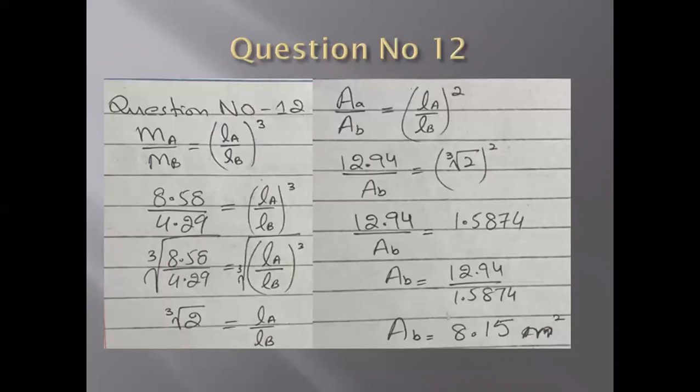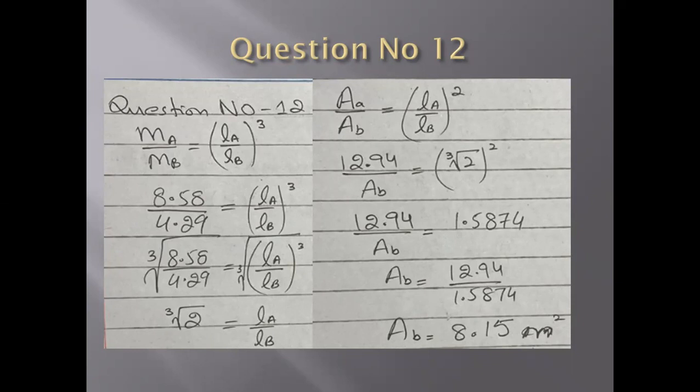Okay, so MA by MB, box A and box B, equals LA by LB whole cube. So 8.58 divided by 4.29, these are the two masses given, equals LA by LB whole cube. So we will take the cube root on both sides. So I have taken the cube root, you can see here. When you divide 8.58 by 4.29, it gives you 2. So the cube root of 2 is equal to LA by LB. So now I know the ratio of LA and LB, that is the cube root of 2.